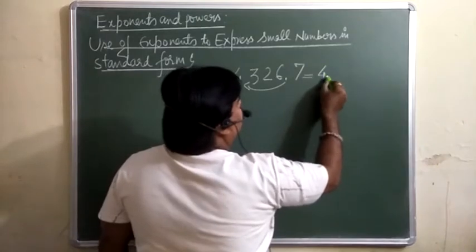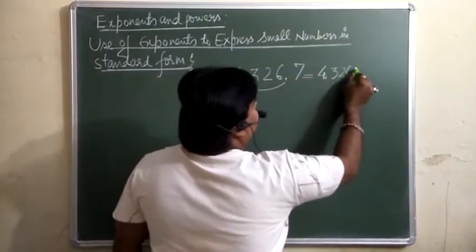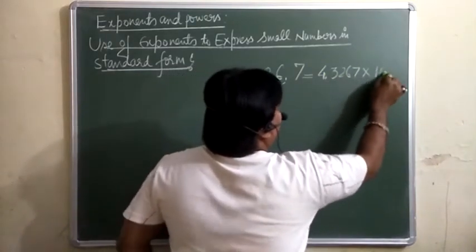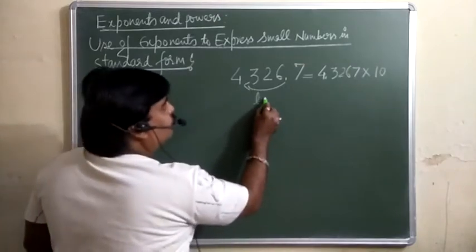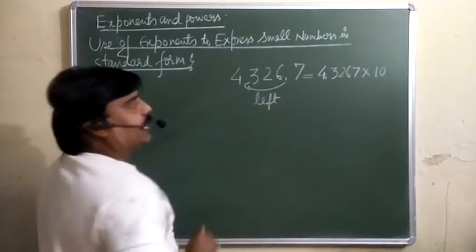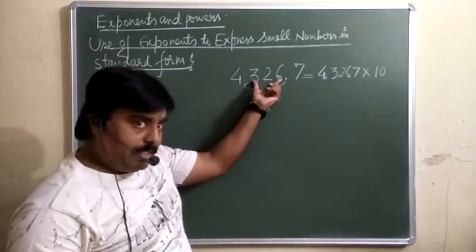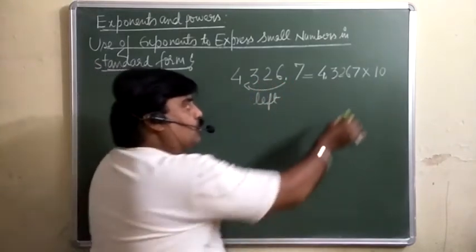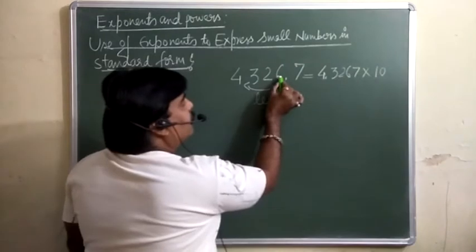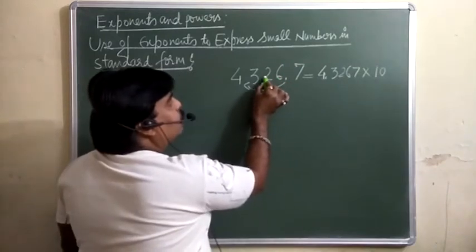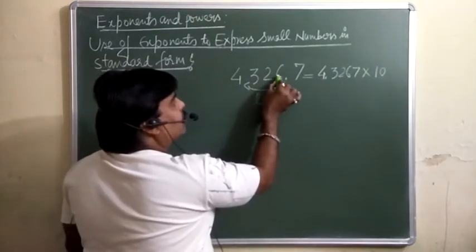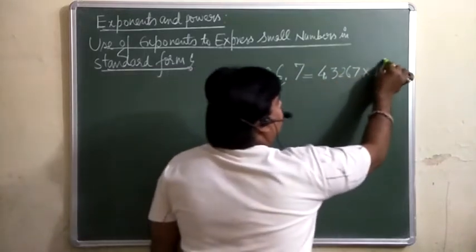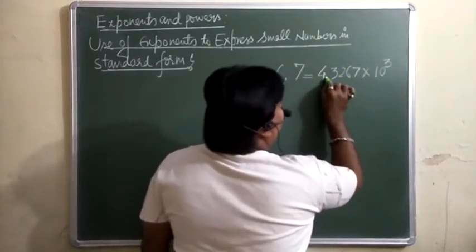This is 4.3267 into 10 raised to power. अगर you are going to shift the decimal point on the left side, जितना digit हम shift करेंगे इस decimal point को, उतना ही 10 की power लिख दीजिए. तो how many digit we are going to shift here? 1, 2, 3. Decimal point को कितनी digit के बाद करना? 1, 2, 3 के बाद. So that is 10 raised to power 3. This is your standard form.